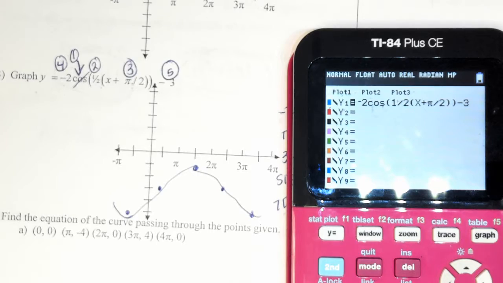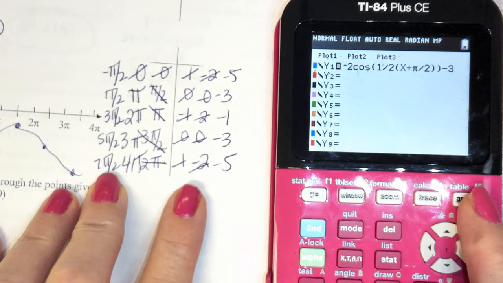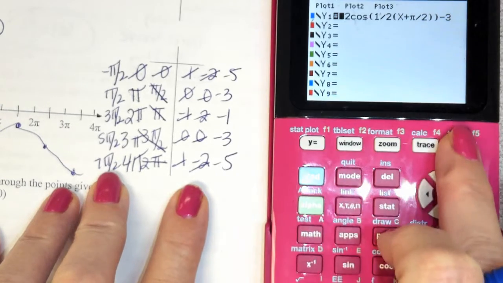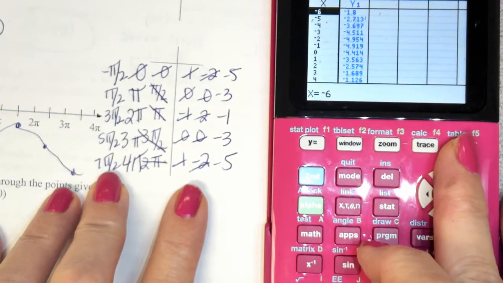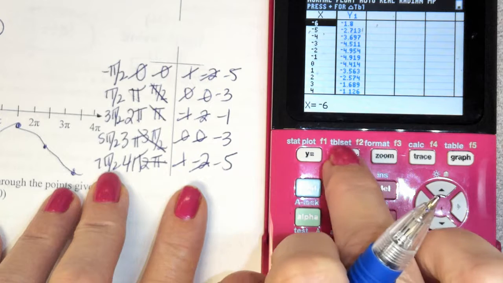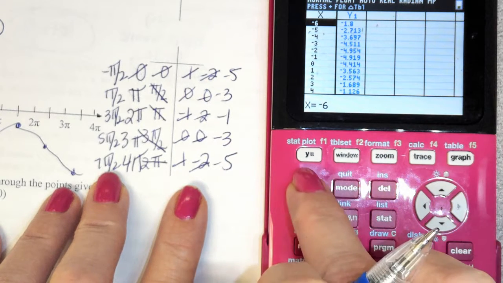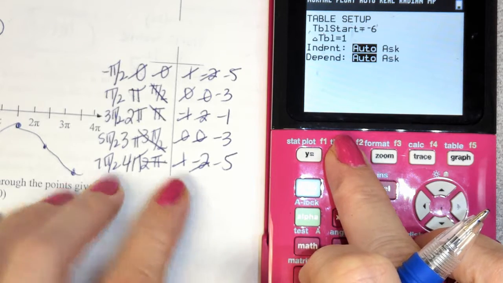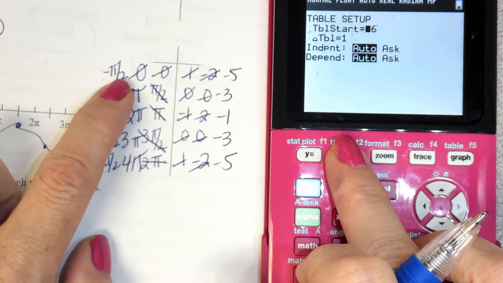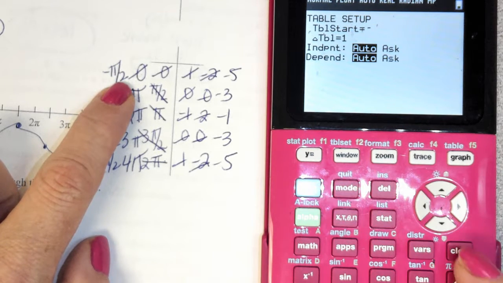All right. So now what I want to do is just check my table of values. It seems hard to do this, but it's not. If I look at my table right now in blue, I'm seeing all kinds of random stuff. That's not what I want to see. I have to set up my table. Did you guys do this last year? Set up your table? Go to second window, and where's this table starting? Negative pi over 2.